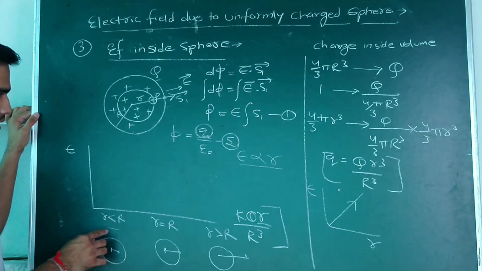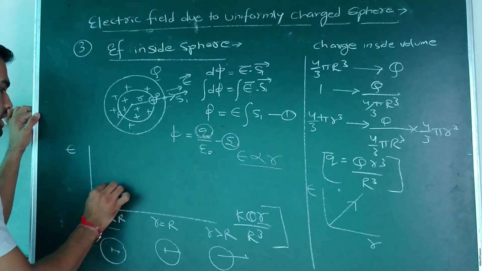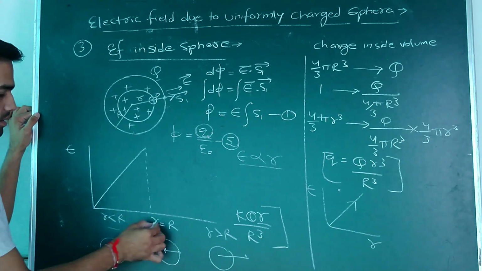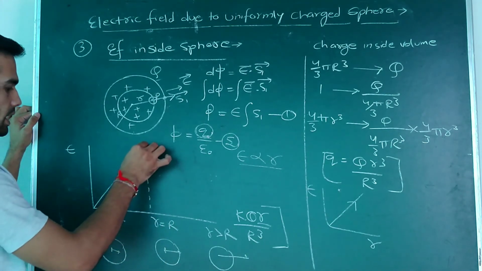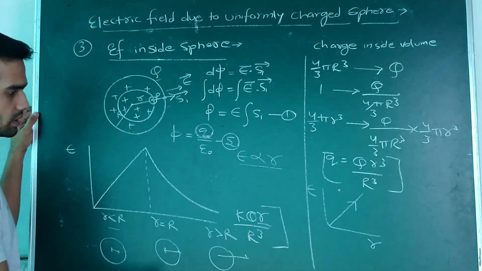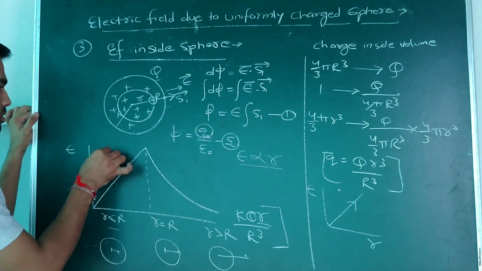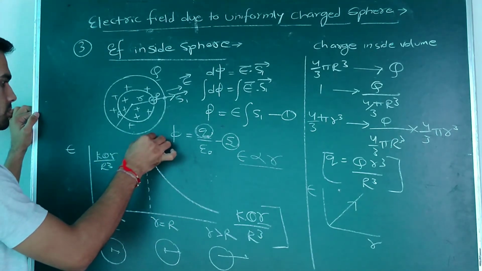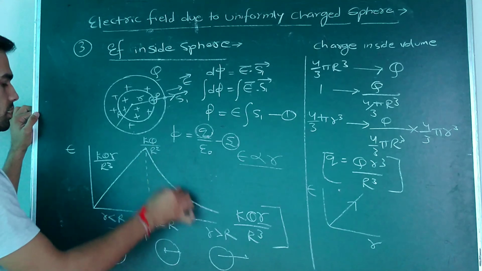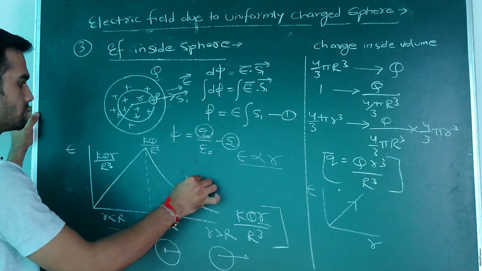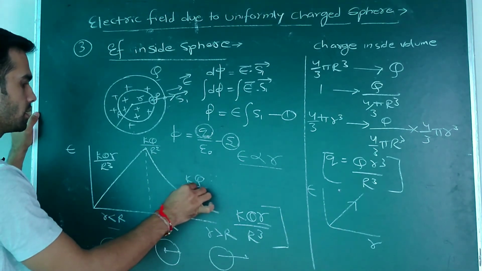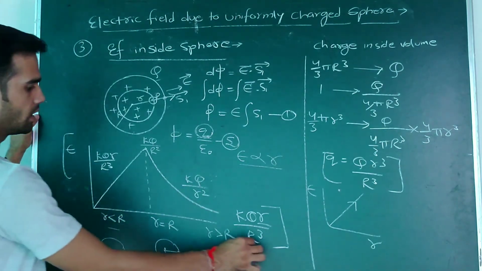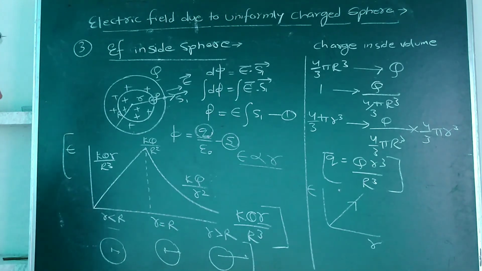Now in this case, the electric field is directly proportional to distance. After we reach the surface, the electric field decreases according to distance. Okay, so here the formula is kQ small r upon capital R cube, and at the surface this becomes kQ upon capital R square, and outside the surface this formula becomes kQ divided by small r square. Okay, so this is the relation between electric field and distance in all these three cases.